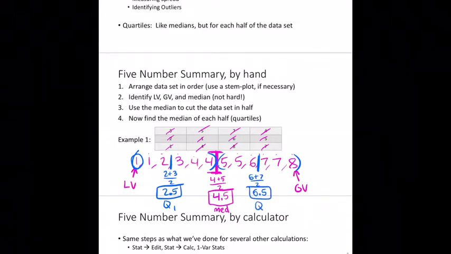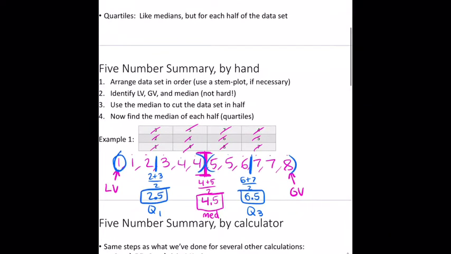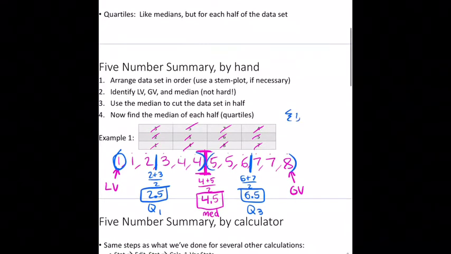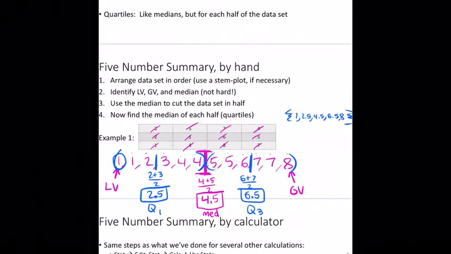And that is our Q3. And there you go. You've got your 5-number summary, which is going to be 1, 2.5, 4.5, 6.5, 8. And that's your 5-number summary. We'll learn what to do with that in a little bit, but that's the 5-number summary.